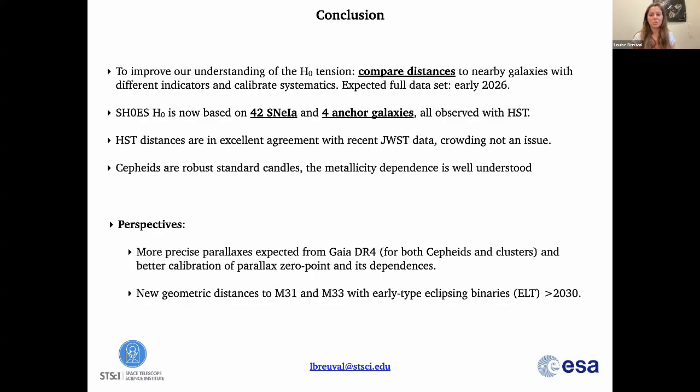I think the last one would be dust and the reddening laws. But after that, what we see is pretty clear, and it's hard to come up with more ideas of what to test.